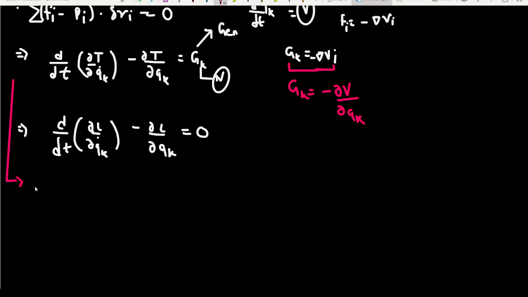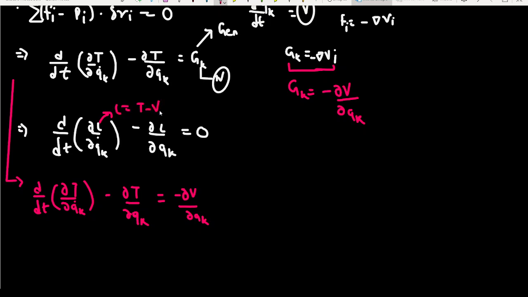Now what I can do is write it as d by dt of del T divided by del q dot k, and here negative of del T divided by del qk. Remember here T is the kinetic energy, and it is equal to Gk, which is minus del V divided by del qk. Okay, this is our general expression. Remember T is the kinetic energy, and here L that I've written is the Lagrangian, and the Lagrangian is defined as the kinetic energy minus the potential energy, as I'm now going to prove. I've written it like this.